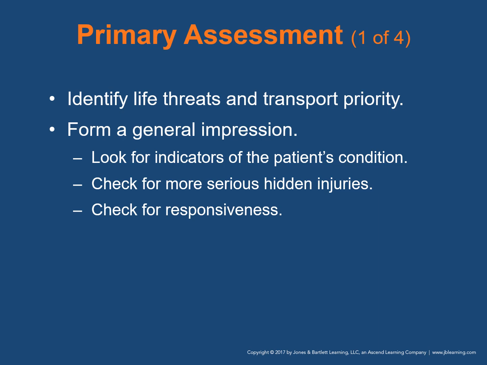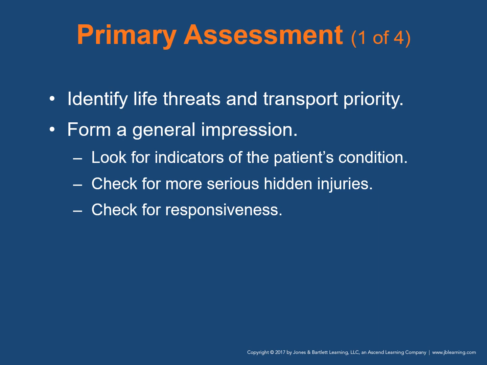With primary assessment, you want to focus on identifying and managing life-threatening concerns and identifying transport priority. Form a general impression. Important indicators will alert you to the seriousness of the patient's condition. For example, is the patient awake and interacting with his or her surroundings, or is the patient lying still, making no sounds? Is the patient responding to you appropriately or inappropriately? Is the patient's breathing pattern rapid, slow, deep, or shallow? What is the color and condition of the patient's skin? Does the patient have any apparent life threats?